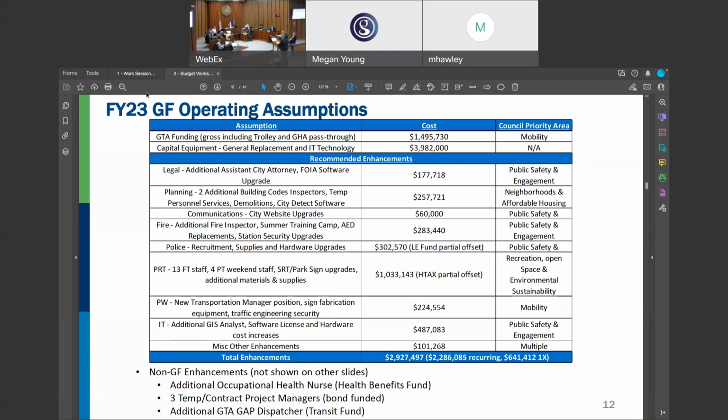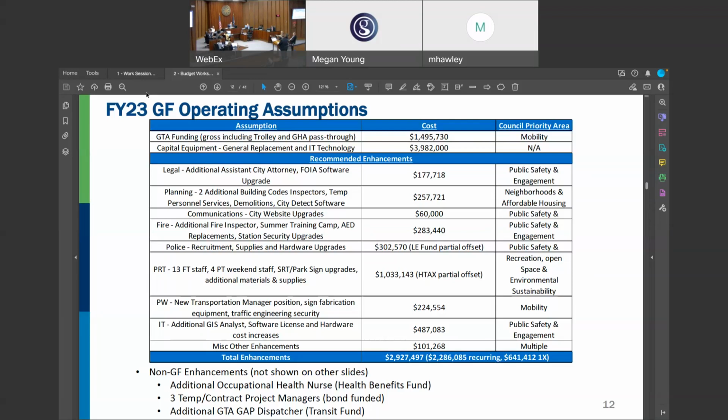So under legal, we're recommending funding for an additional assistant city attorney position and upgraded FOIA software to keep up with the demand in FOIA requests, Freedom of Information Act. In the planning department, funding is proposed for 2 additional inspectors, additional money for temporary personnel to handle peak workloads, citywide demolition needs, and a city code enforcement software. Under communications, we're recommending funding for a refresh of the city website, and these should all sound familiar to you, all from our presentation a few weeks ago.